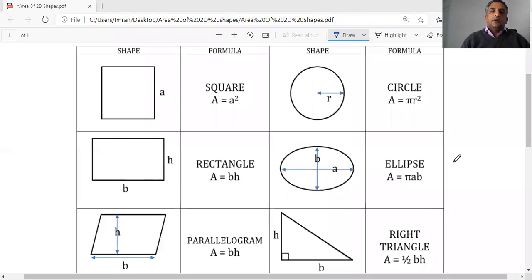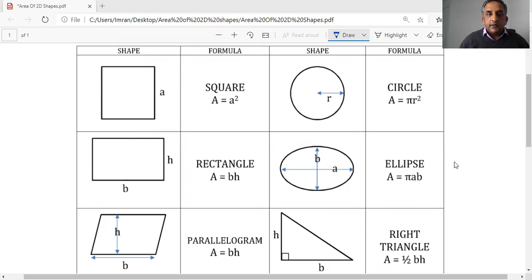Hi, in this video, I'm just going to show you how to find the area of 2D shapes. 2D shapes are very popular in the exam, and because there are different 2D shapes, it's very important. I recommend that you have a paper and pen so you can write down all these formulas as I go along.